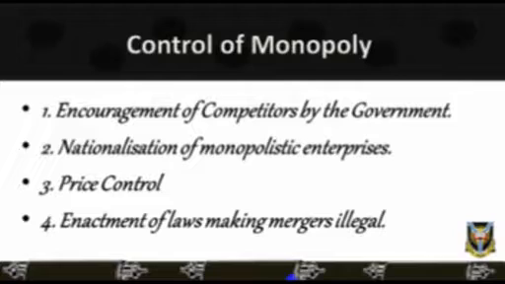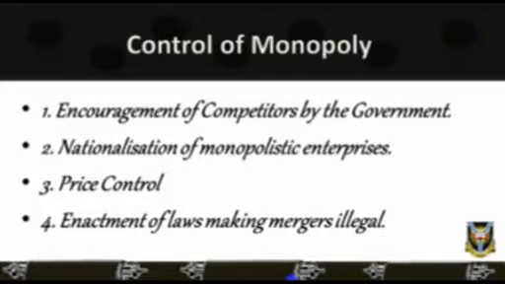2. Nationalization of monopolistic enterprises. The takeover of such monopolistic firms by government will make the provision of such commodities to be at a lower price to the consumer, and this breaks the monopoly power. 3. Price control. This is in form of fixing maximum prices by the government so as to prevent the firms from charging higher prices from the consumers.